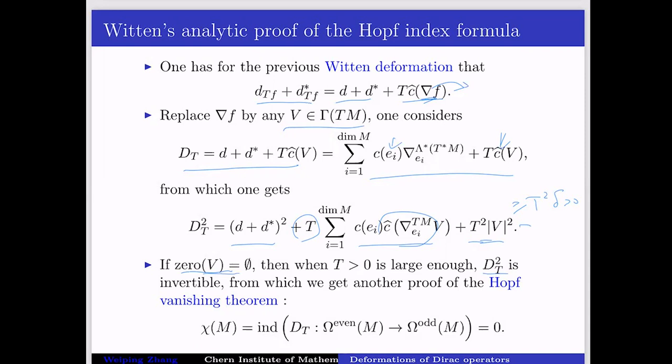Then you get immediately that the Euler characteristic is equal to the perturbation of it, equal to zero. So this gives another proof, an analytic proof, of this Hopf vanishing theorem.